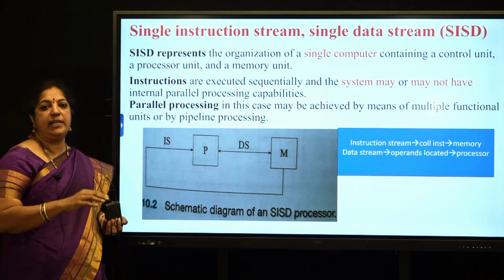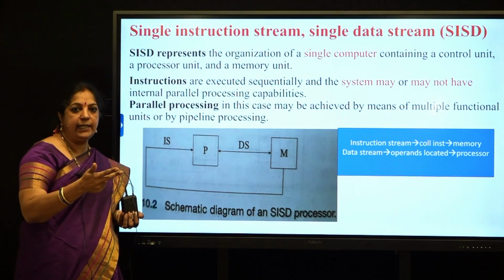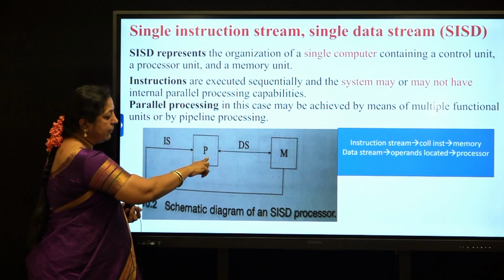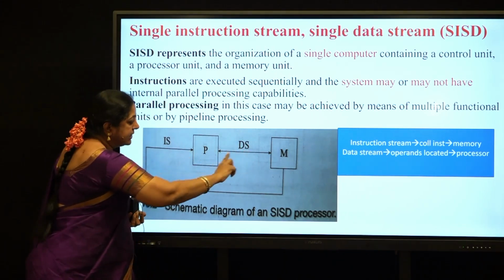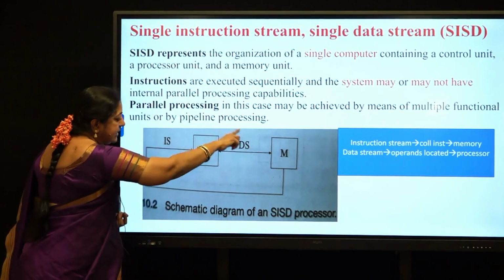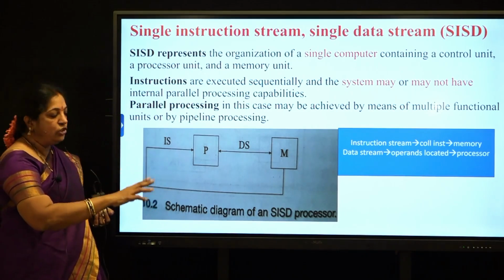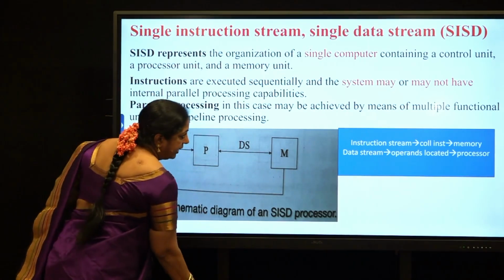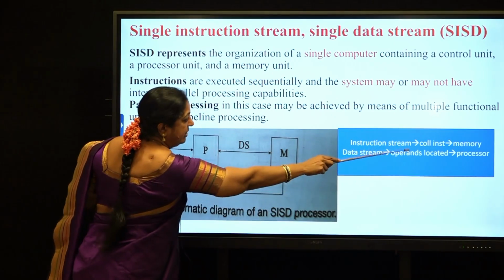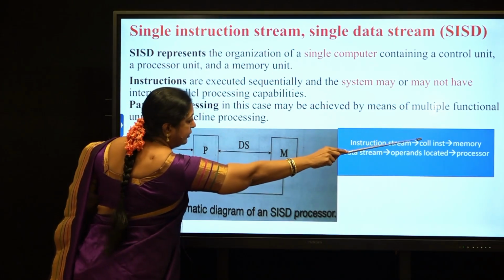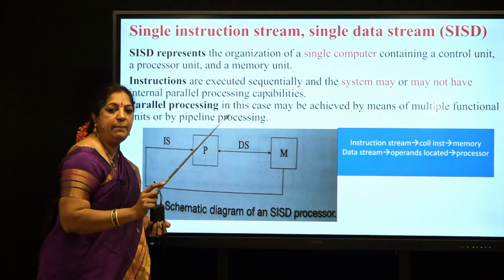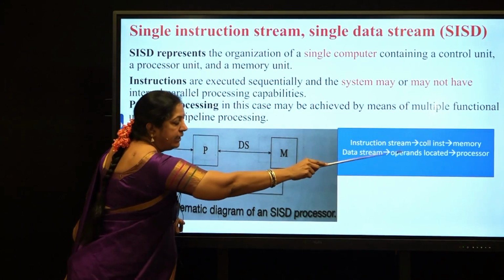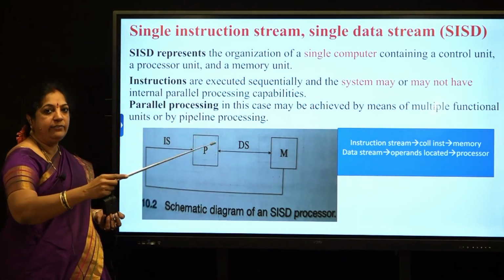The main thing to remember here is that you have a single processor, a single control unit and a single memory unit. A single instruction stream is given to the processor, and a single data stream is in contact with the single memory unit. This is the simple schematic diagram used for single instruction, single data stream. Here you can observe the instruction stream is connected to the memory, and the data stream is mainly meant for the operands and how they are stored. The operands are located, and that memory address is given to the processor for further execution.